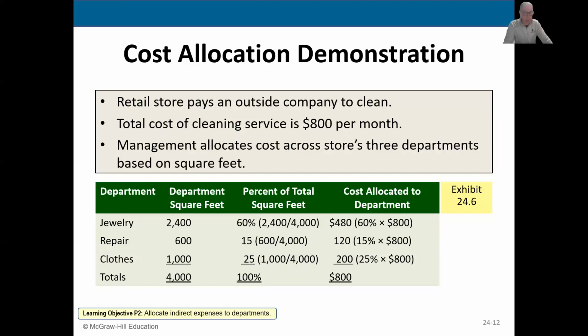That's how we allocate an indirect expense to each department. Any questions on this? Hopefully this makes perfect sense. Good? Okay. All right, let's keep rolling.